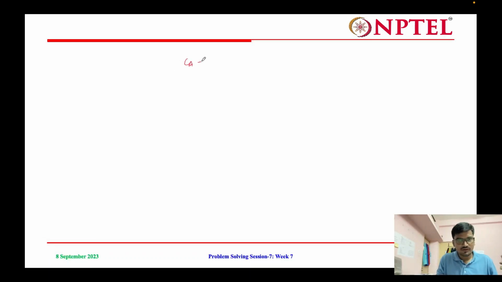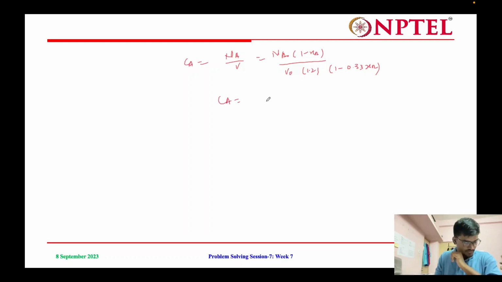So C_A is equal to N_A over V, N_A0 (1 minus X_A) over V_0 times 1.2 times (1 minus 0.33 X_A), right. So C_A is equal to 0.83 C_A0 times (1 minus X_A) over (1 minus 0.33 X_A). Right. Now check the options.